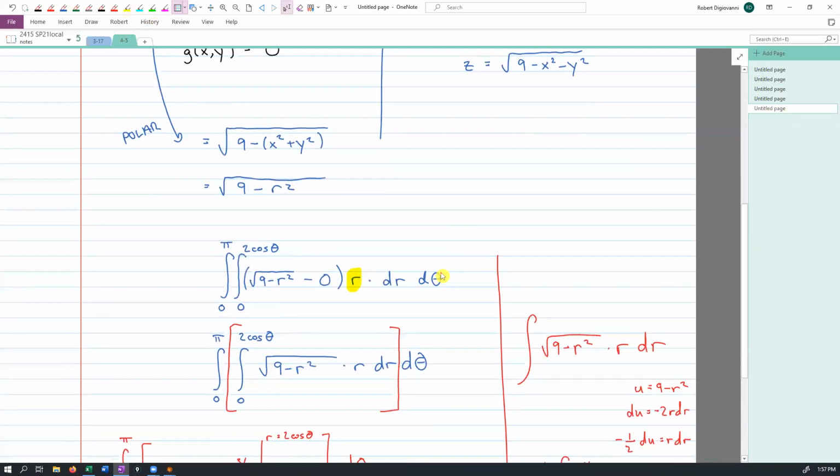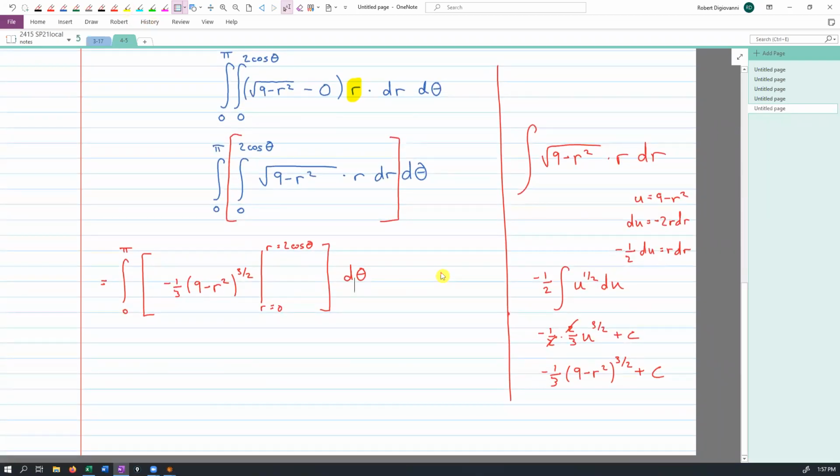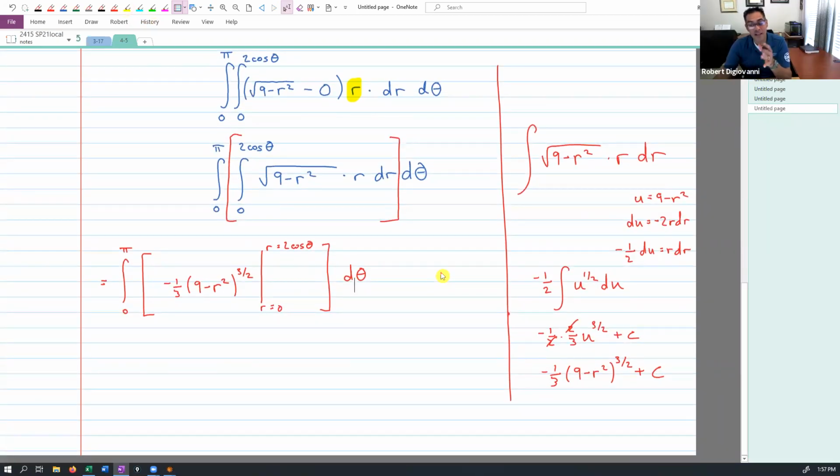Okay, my question was, weren't we only supposed to set up the integral? Yeah, so now you're going to see why. At this point, remember what we have to do. We have to replace r with 2 cosine theta. That goes in here. If I square that, I get 4 cosine squared theta, but then all of that raised to the 3/2, you're not going to be able to integrate.